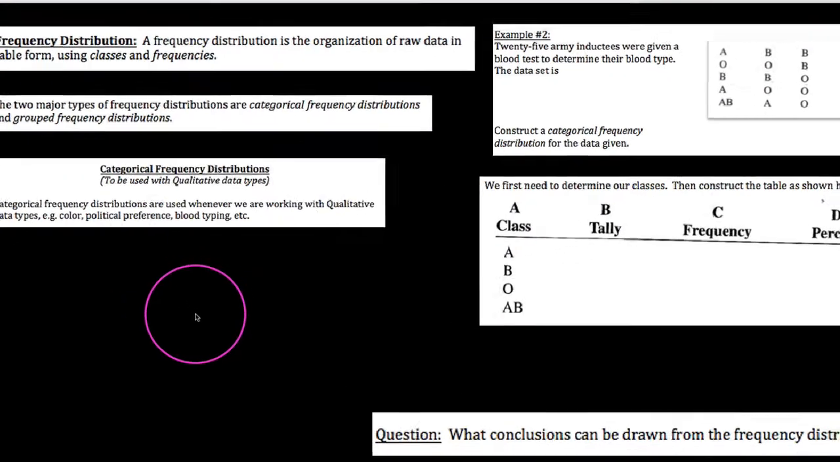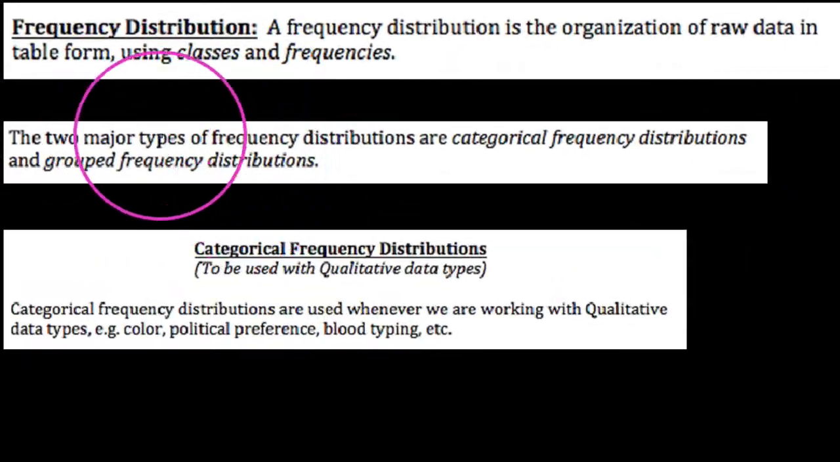So let's go ahead and talk about creating a categorical frequency distribution, starting with the definition of a frequency distribution. A frequency distribution is the organization of raw data into table form using classes and frequencies. So we're going to use these terms a lot today, class and frequency. You think about the class as being where data fit into, and then frequencies, how often they fit into those classes.